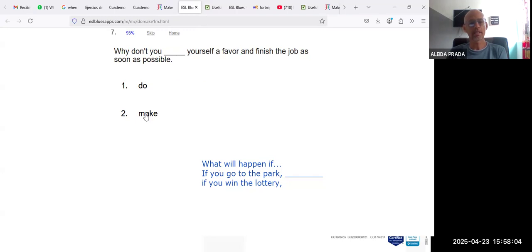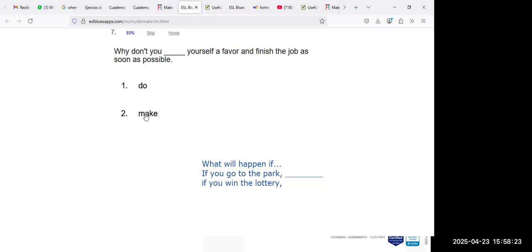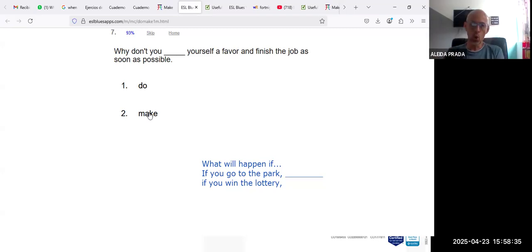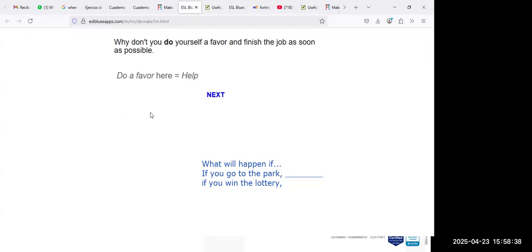When you are going to make a suggestion, why don't you do yourself a favor or make yourself a favor? When you are going to do a favor or make a favor, what do you use in order to say that? Do a favor or make a favor? You told me that we saw that in the graphic. Oh my goodness. Do or make a favor. Make? No. Okay, do a favor.